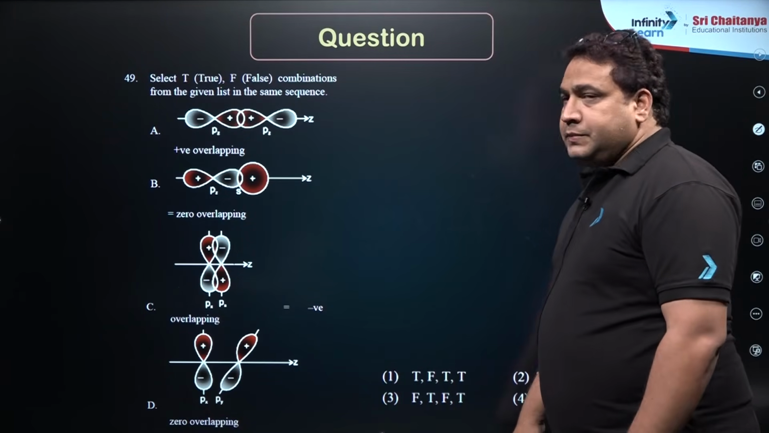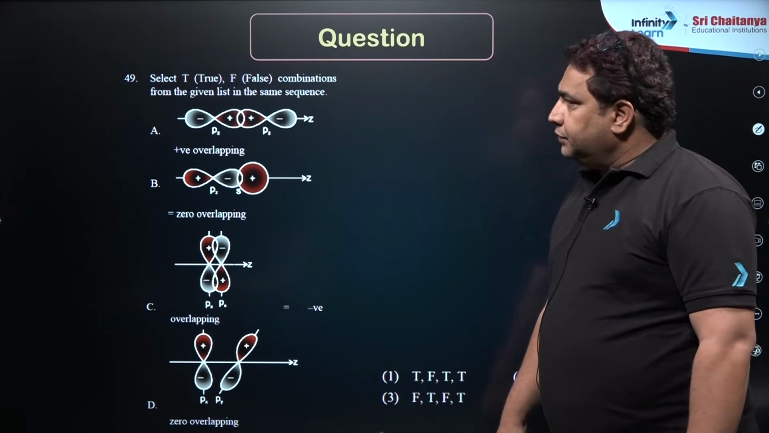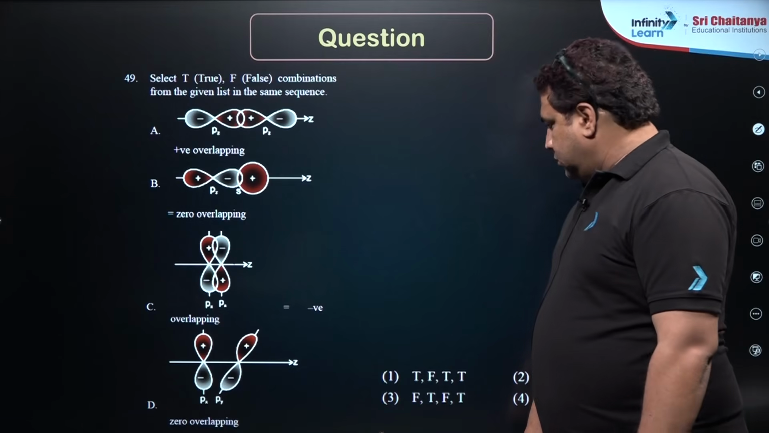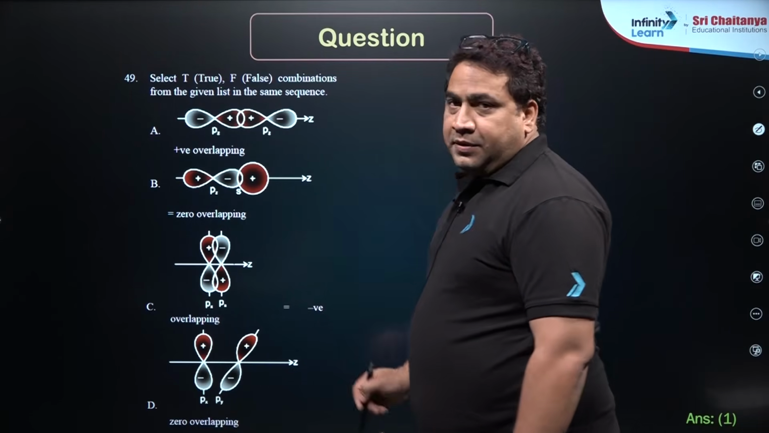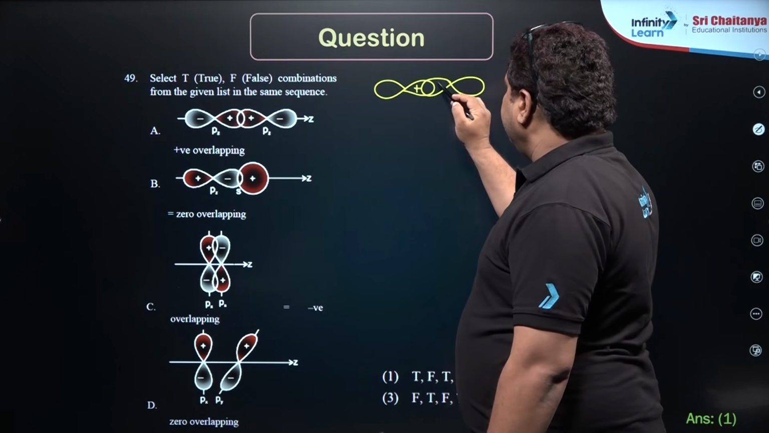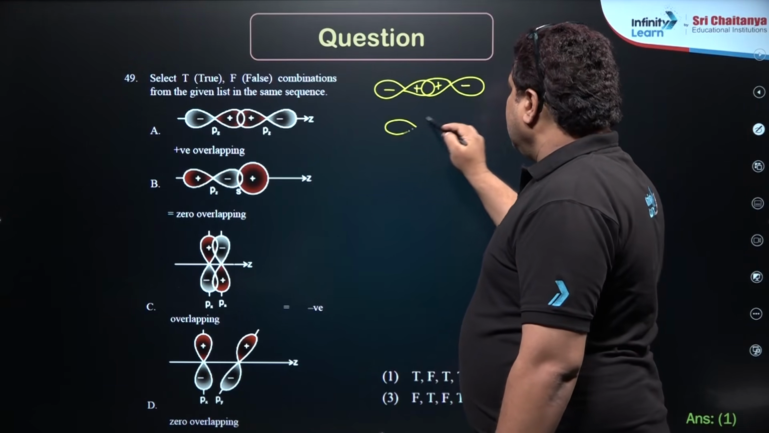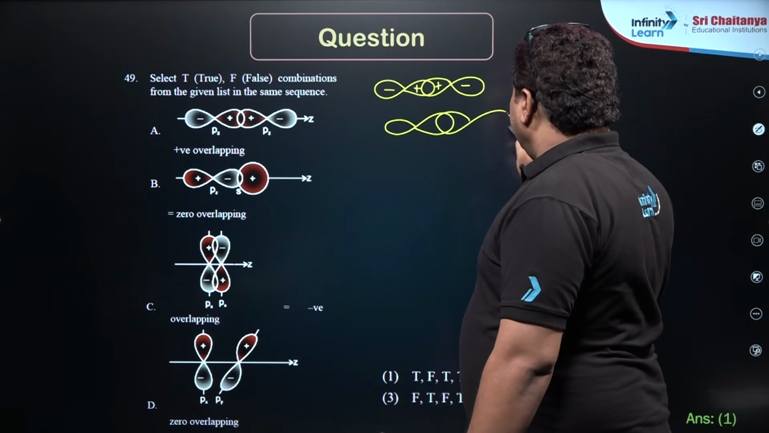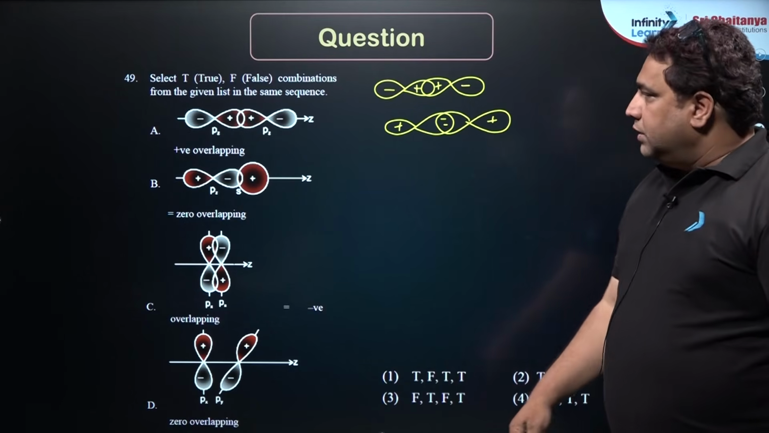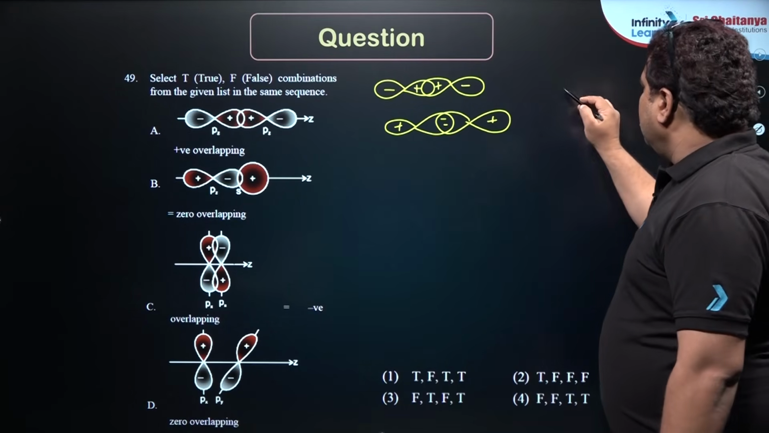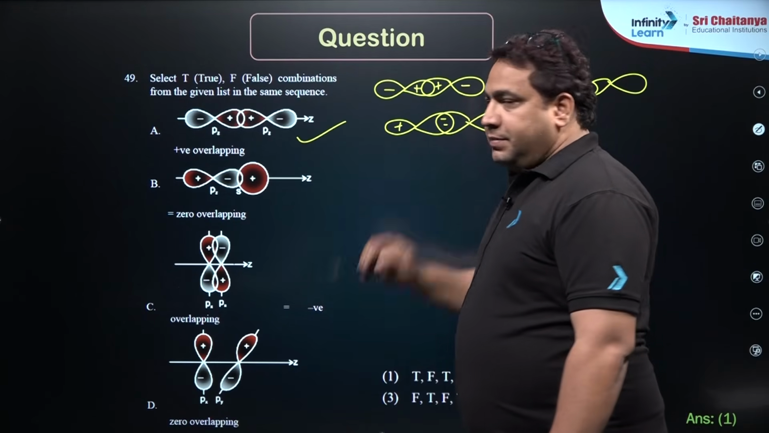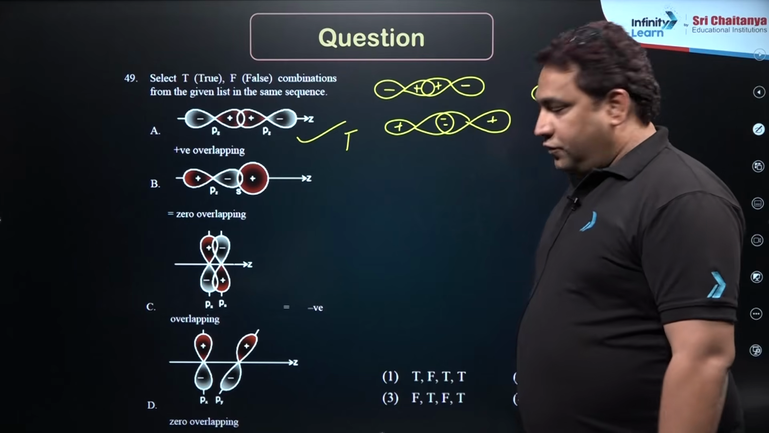Now, dear students, select the T (true) and F (false) statement combinations for the given compound. Positive overlapping. Dear students, remember, whenever you have orbitals, we have plus and plus, minus and minus. According to atomic and molecular orbital theory, if you write minus minus or plus plus, these are all positive overlaps only. Even if you show it in neutral form, the overlap is there, so the positive overlapping statement is true. So the first one is true.